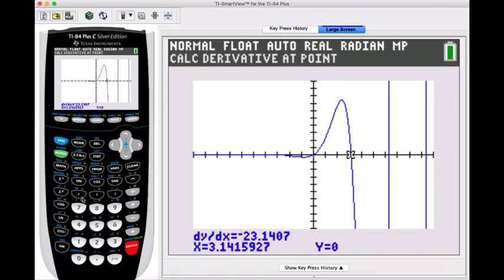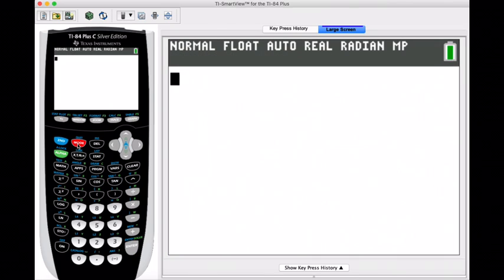The other way that you can do this, which is going to be a little bit more helpful for just looking for a derivative, we don't necessarily care about the location, the y value.